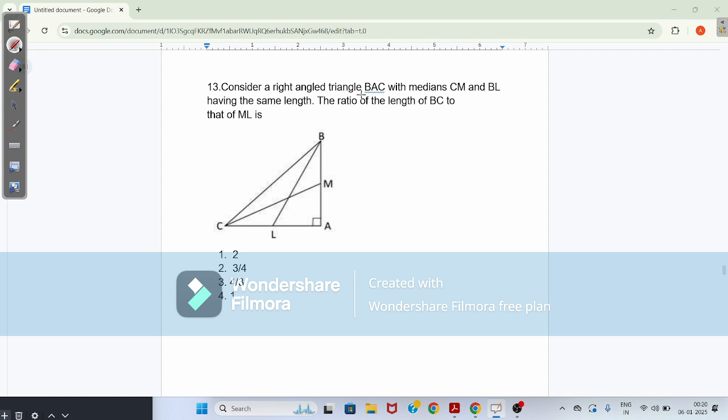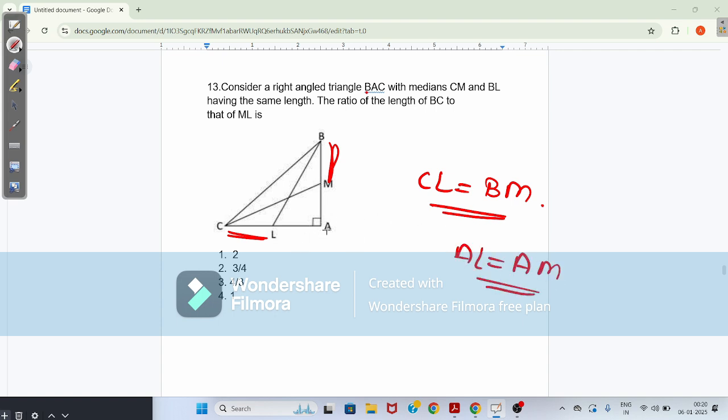Consider a right angle triangle BAC with medians CM and BL. These are the medians CM and BL formed here. Since they are medians, these two values will be the same, so CL is equal to BM. These two being equal means AL will be equal to AM.